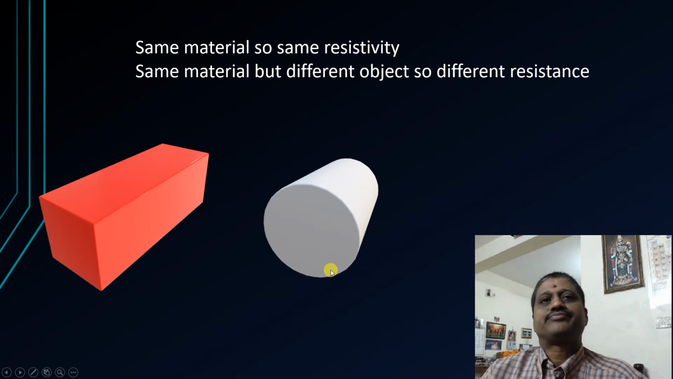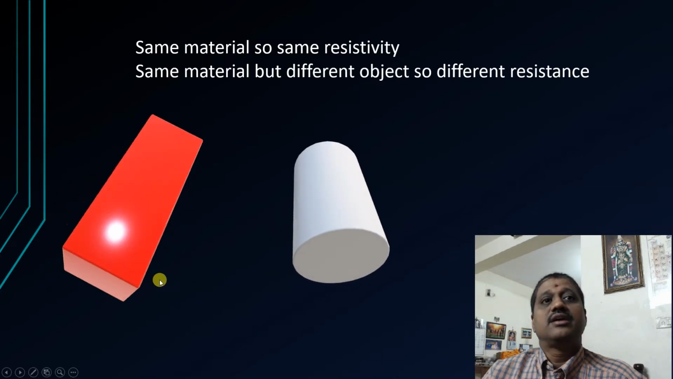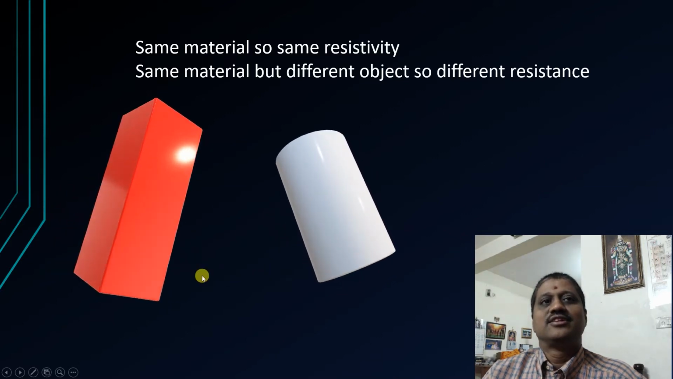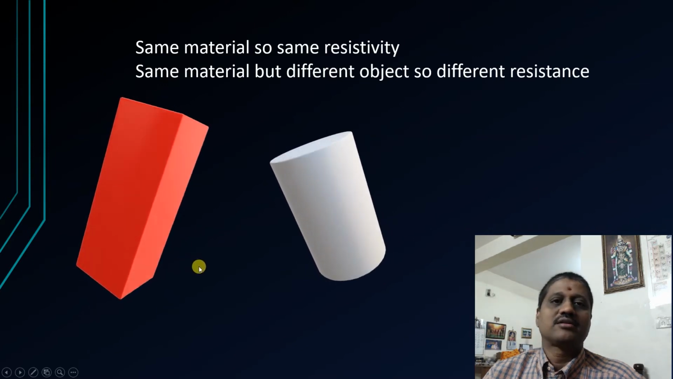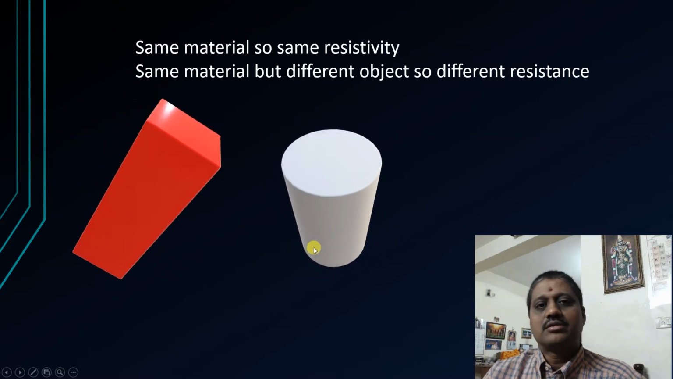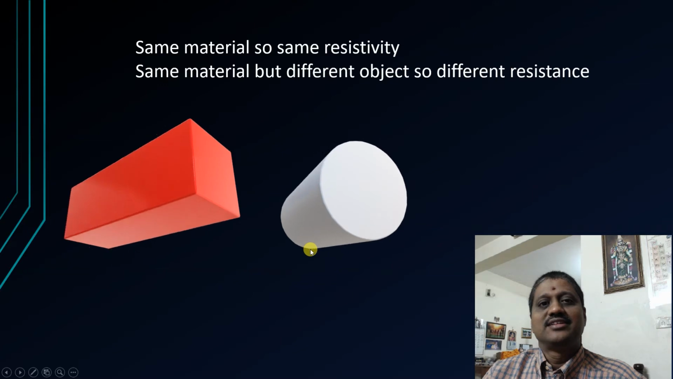For example, let us take copper material. Take one rectangular block and one cylindrical block. Let us assume that both are made up of copper. So, both are the same material, then both will have the same resistivity. But they are different objects. One is a rectangular block, another is a cylindrical block. So, the dimension is different.